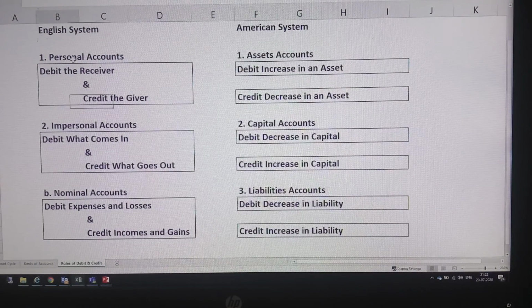In the English system, we have personal accounts. Here, always debit the receiver and credit the giver. So in a personal account, we would always first debit the receiver and credit the giver. In impersonal accounts, debit what comes in and credit what goes out. Nominal accounts: here debit the expenses and losses, credit incomes and gains.